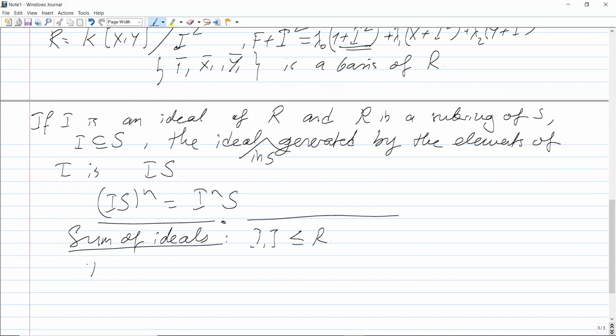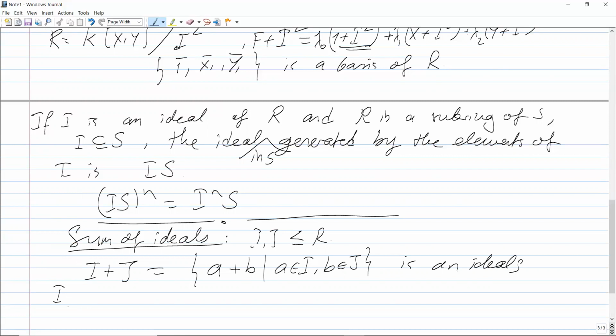You can check that if you take an element from I and an element from J, and add them up, so that you look at all these sums a plus b, a is in I, b is in J, this is an ideal. Unlike the product of elements, this is an ideal, and it is called the sum of these ideals. And this ideal I plus J is the smallest ideal containing I and J.